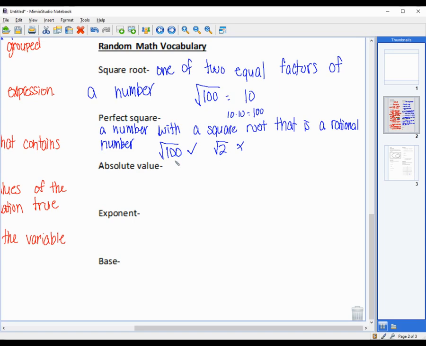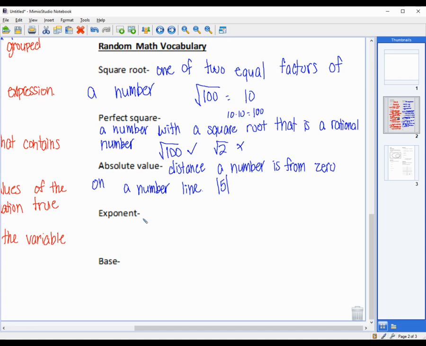Next up, absolute value. Okay, the absolute value is just the distance a number is from 0 on a number line. All right, that is what the absolute value is. And that is normally represented. Let's say if we took the absolute value of 5, it would look something like this.